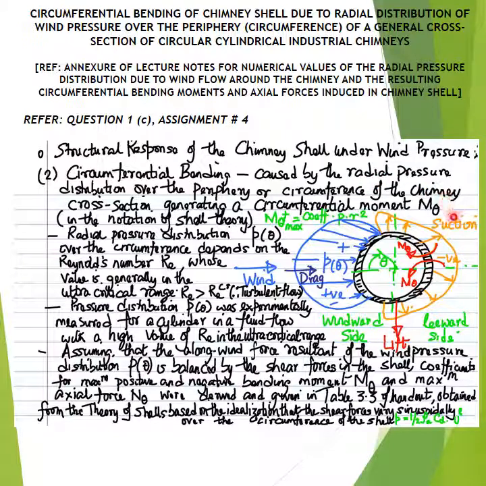the wind pressure, that is the radial pressure distribution due to the wind, becomes negative, which implies that the radial pressure distribution on the leeward side of the periphery or circumference of the cross section of the circular cylindrical shape is negative, implying suction on the negative or the leeward side of the circular cylindrical shape or periphery of the industrial chimney.